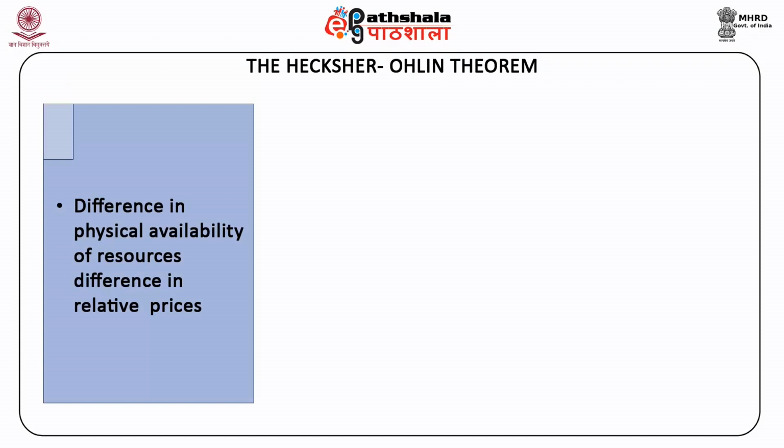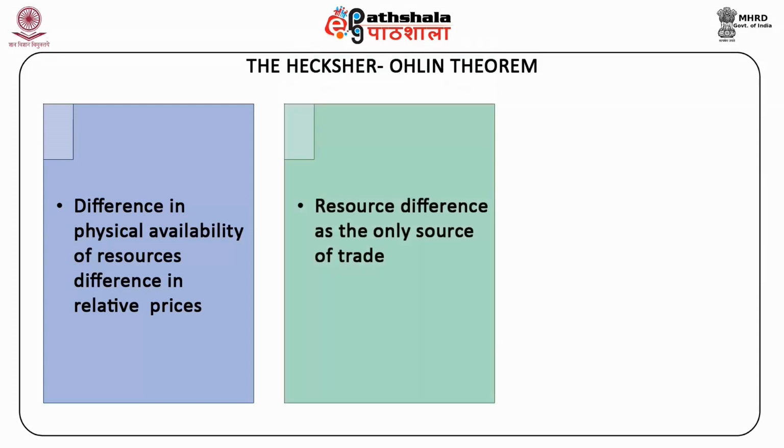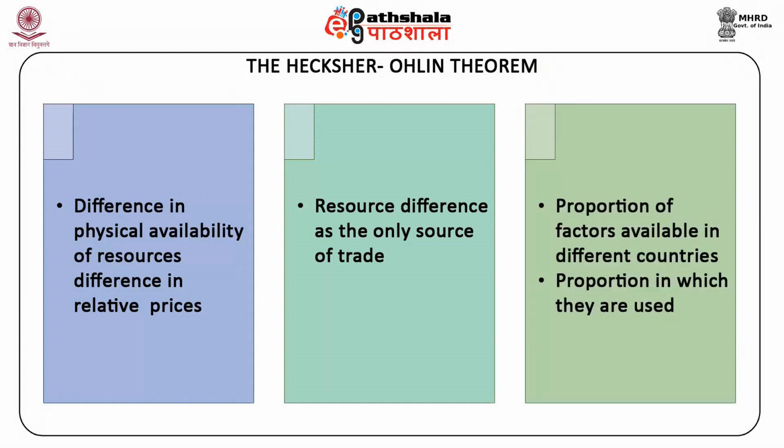It is only the difference in physical availability of resources or supply of factors of production that causes the difference in relative commodity prices in different nations and hence creates a basis for trade. The HO theorem examines resource differences as the only source of trade. It shows the proportions in which different factors of production are available in different countries and the different proportions in which they are used in producing different commodities. This is also referred to as the factor proportions or factor endowment theory.